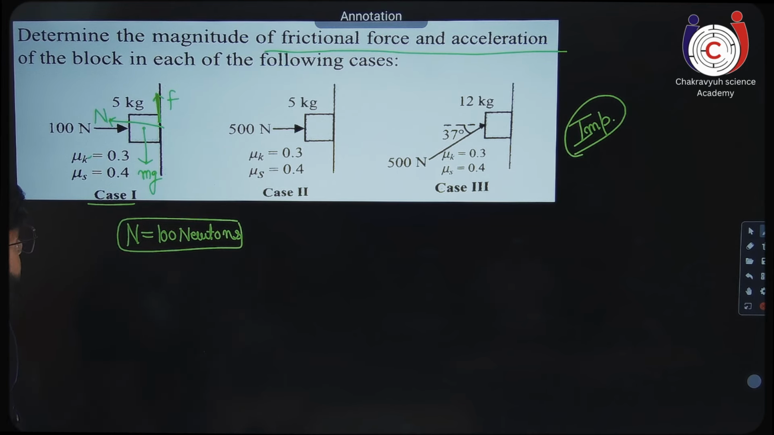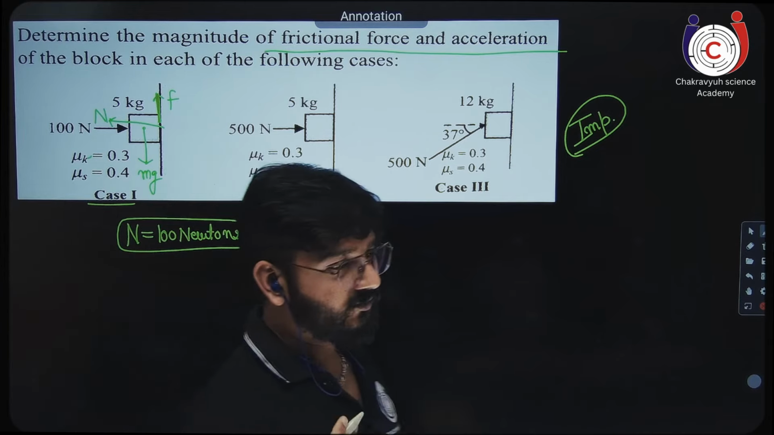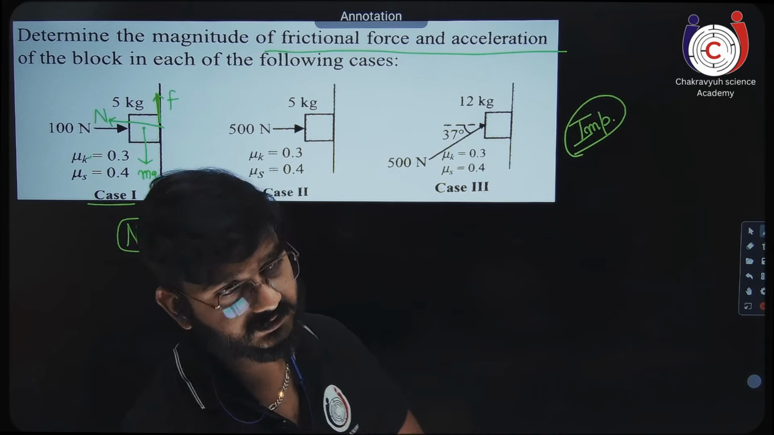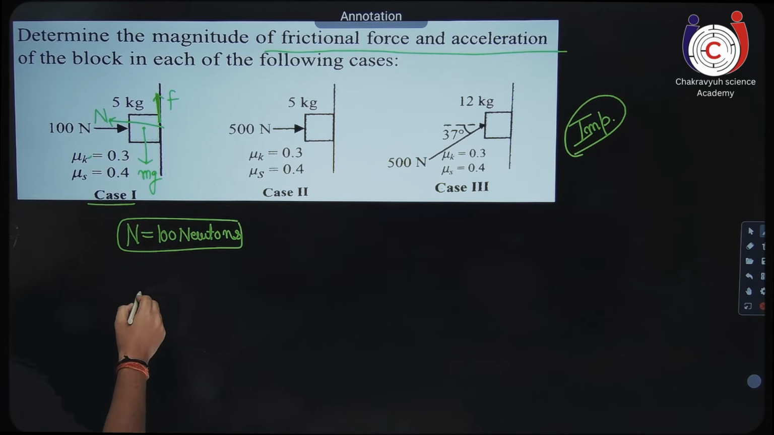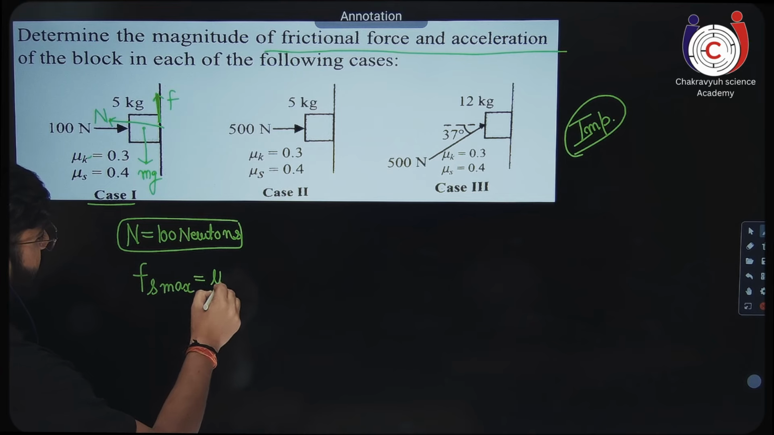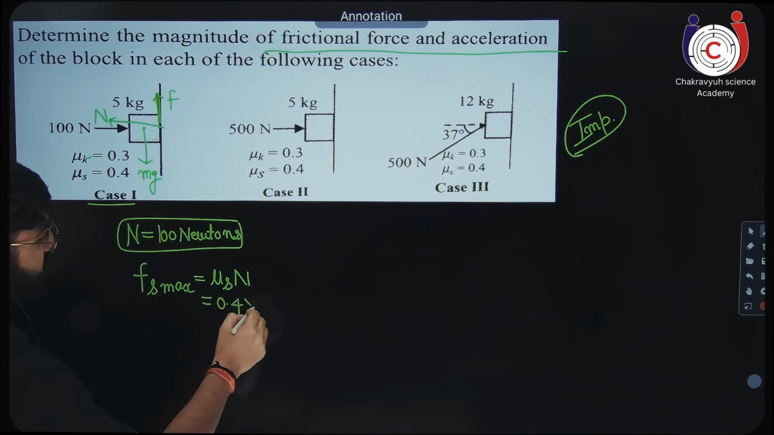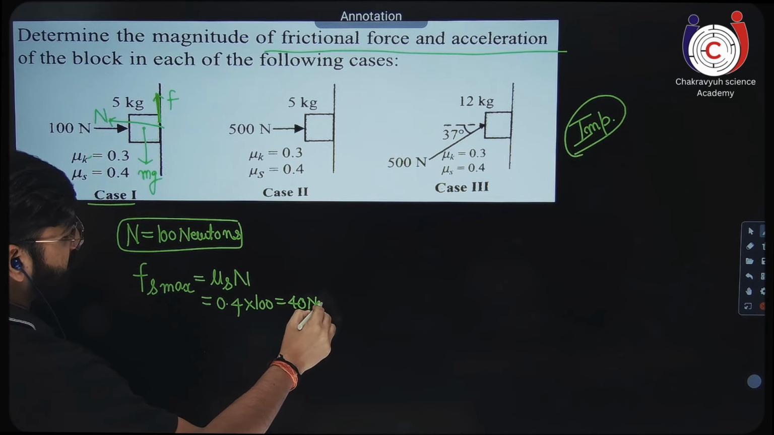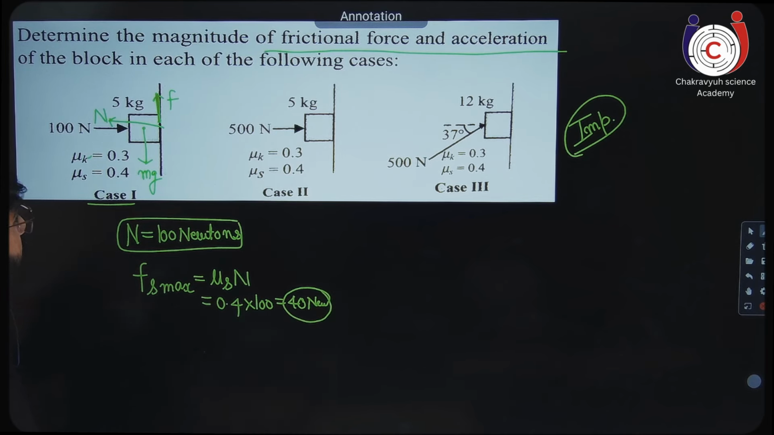Now, how do you check if the object is moving or not? What do you calculate? Fs max. So Fs max is equal to mu s into N. So mu s is 0.4. What is the normal force, students? 100. What will be the value? 40 Newtons.